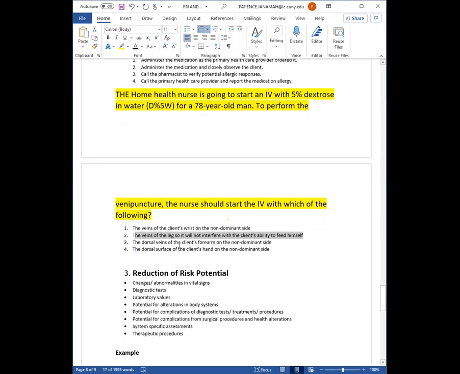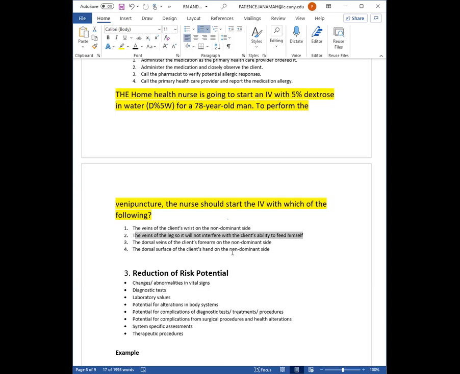The dorsal veins of the client's forearm on the non-dominant side. So here is pretty easy to use. The dorsal veins here, not the inside ones, are pretty easy to use, and they will always show up, because when you make a fist like this, you see them appearing. It is easier to use these ones.